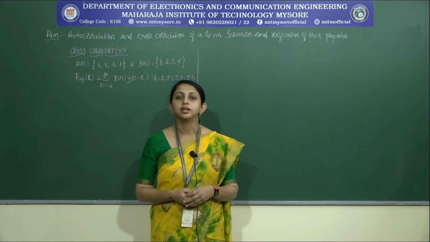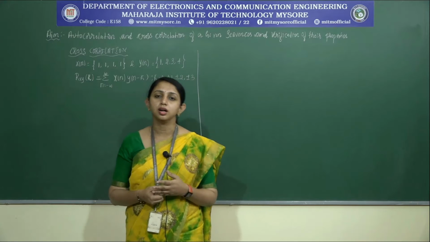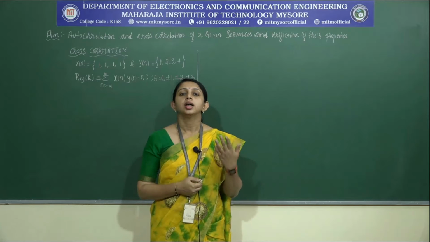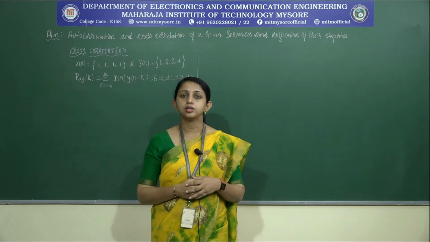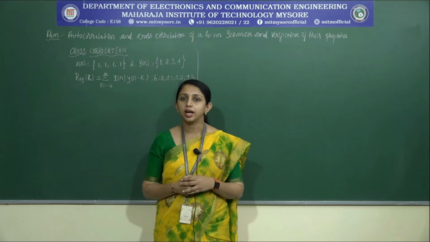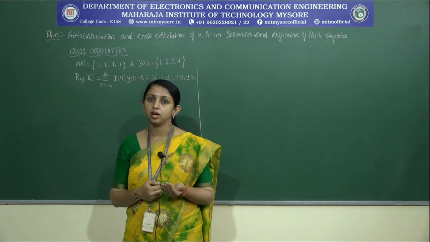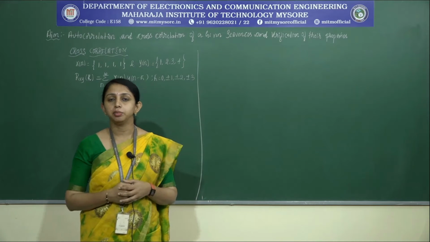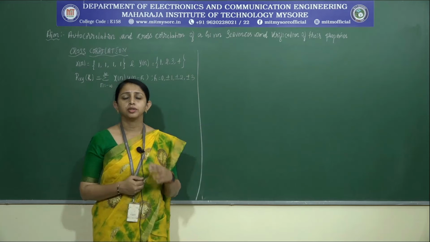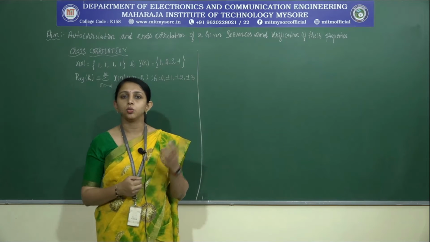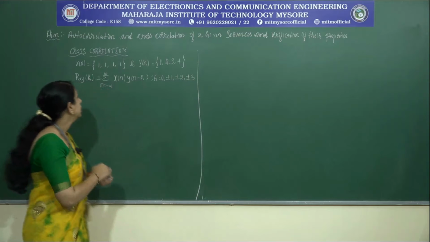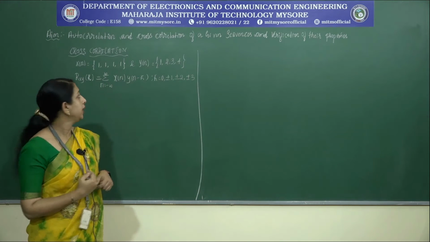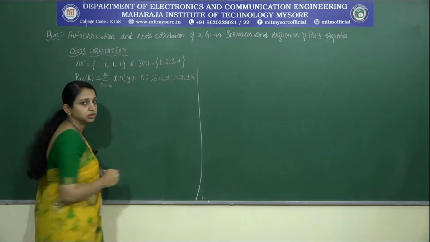Now let us go to the next part of the program, the verification of cross correlation. As I told you, if you consider two different sequences or signals, it is called cross correlation. Now you need to check the relationship or similarity between two different sequences. For that, I have considered two different sequences, X and Y. X is 1, 1, 1, 1. Y I have taken as 1, 2, 3, 4.